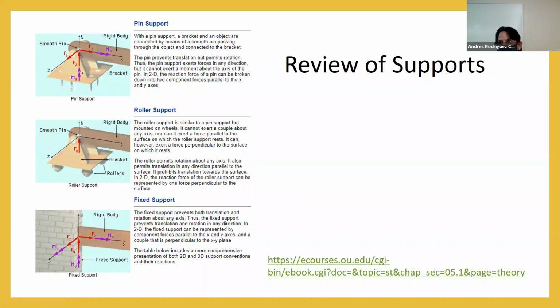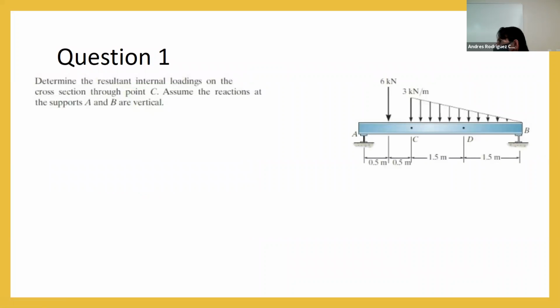This is going to be posted on the web courses, so you don't need to take notes about this. If you want to take your notes, it's okay.